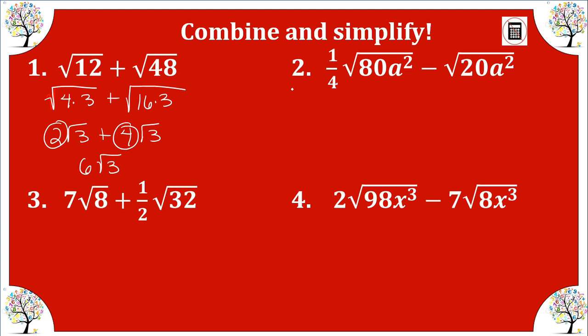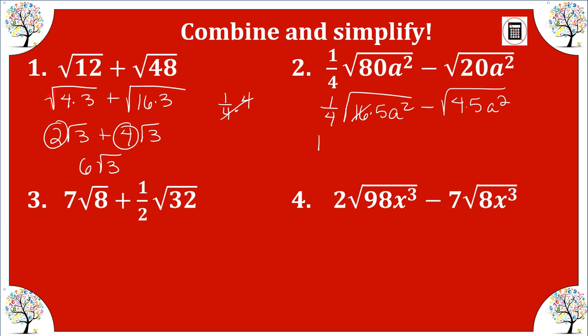Number 2, we need to simplify our radicands. So we can simplify 80 into 16 times 5, a squared, minus, and we can simplify 20 into 4 times 5, a squared. The square root of 16 is 4. 1/4 times 4 is going to be 1 because these 4's cancel out, leaving me with 1.